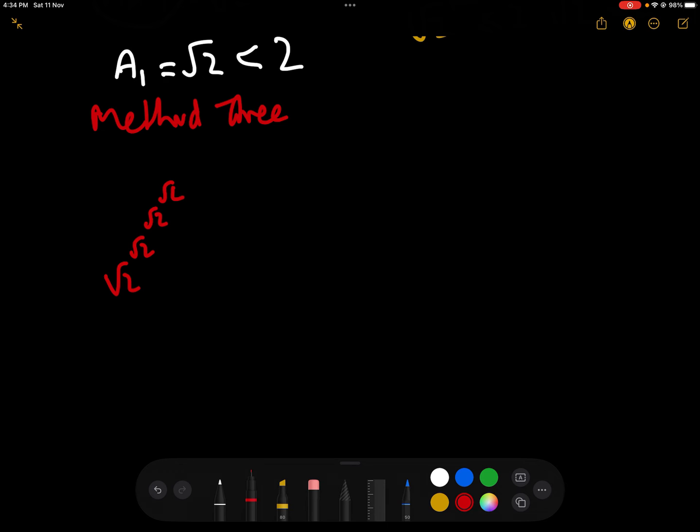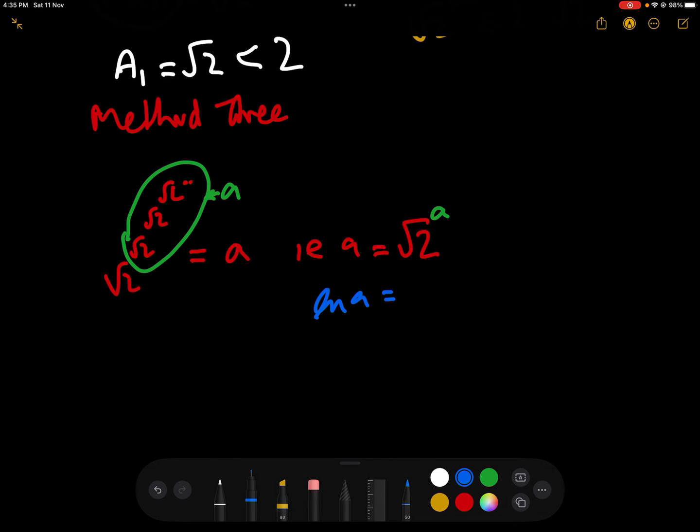So let's take our root 2 to the power root 2 to the power root 2 to the power root 2, and so on. Let's call it equal to a. So a is equal to root 2 to the power of this, and that is equal to a, because that's the infinite power tower as well. So a is equal to root 2 to the power of a. So taking logs, we have log a equals a log root 2, which equals a log of 2 to the half.